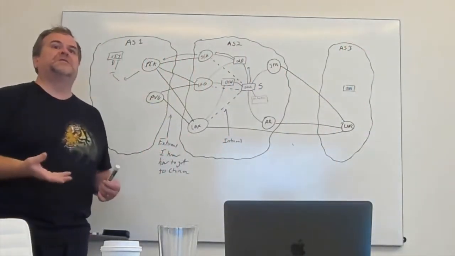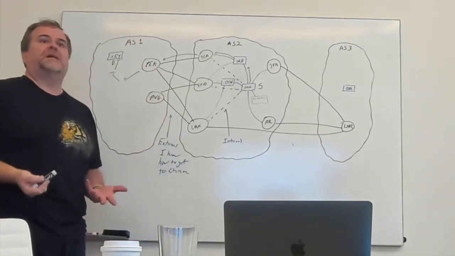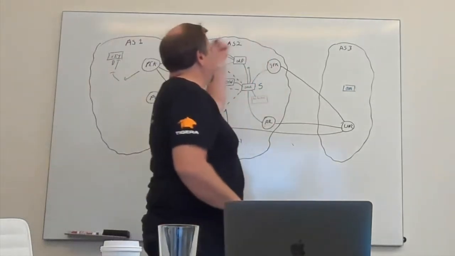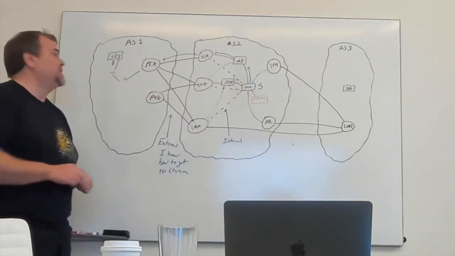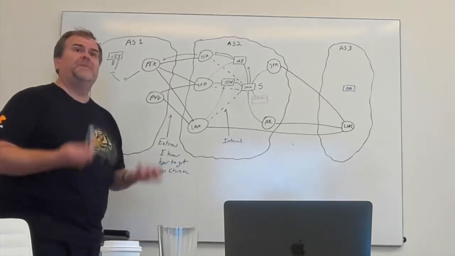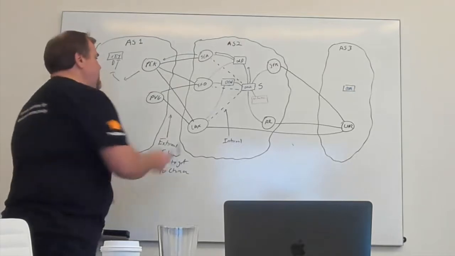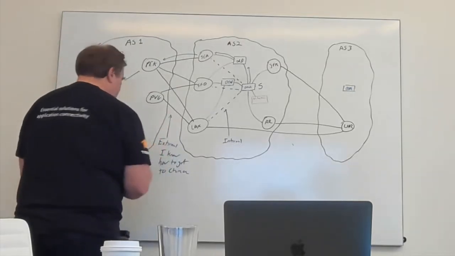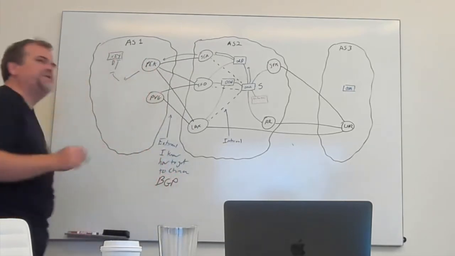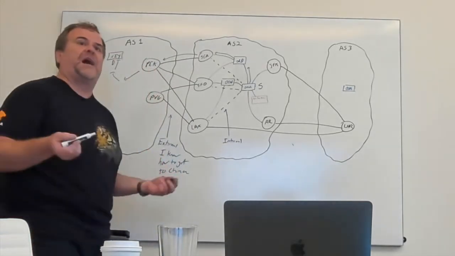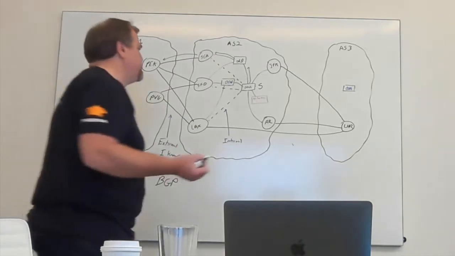The same things apply. All of these routers are in AS1, all of these routers are in AS2, and all of these routers are in AS3. So these are the three ASs. To get traffic between ASs, these external routes use BGP. Therefore, BGP was originally designed to send traffic between ASs.